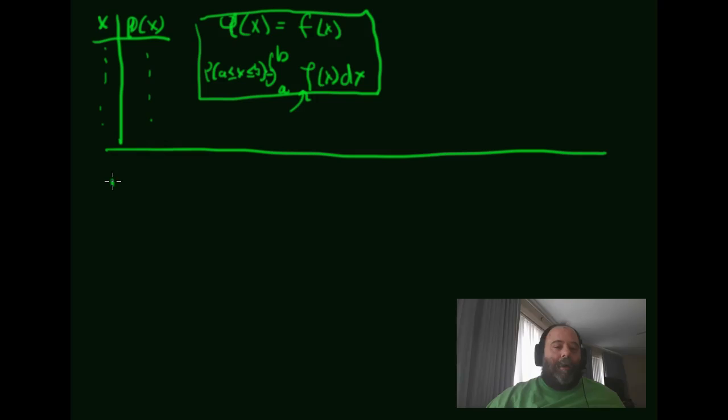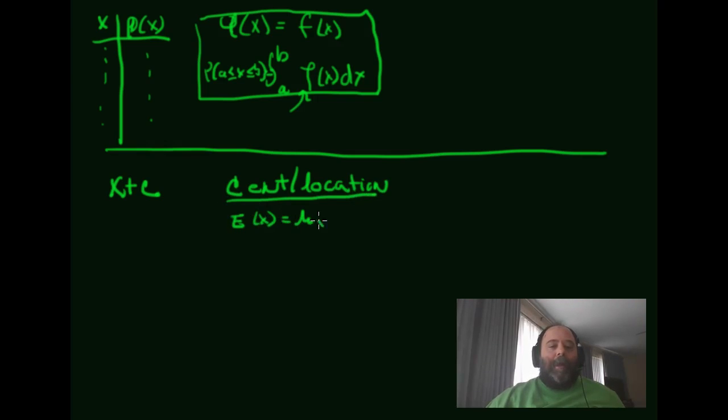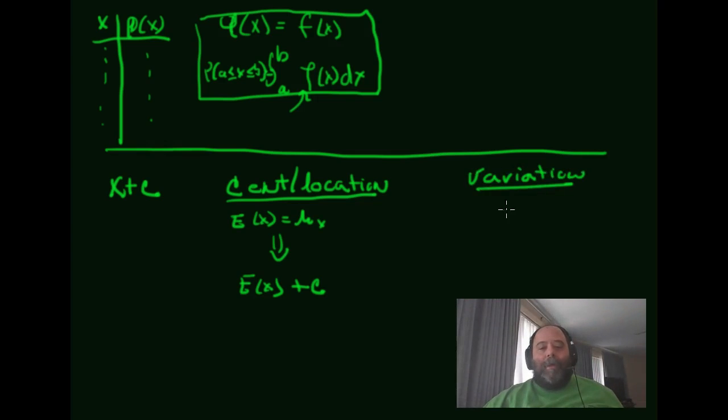So what happens? If I take all the x values and I add a constant, then what happens to the measures of center and location? Usually the one that we're most concerned about here is the expected value, or the mean of that. It could be the median, it could be the quartiles, the percentiles, etc. So if I add the constant, then this becomes the expected value plus that constant. And if I do this with measures of variation, there is no change.